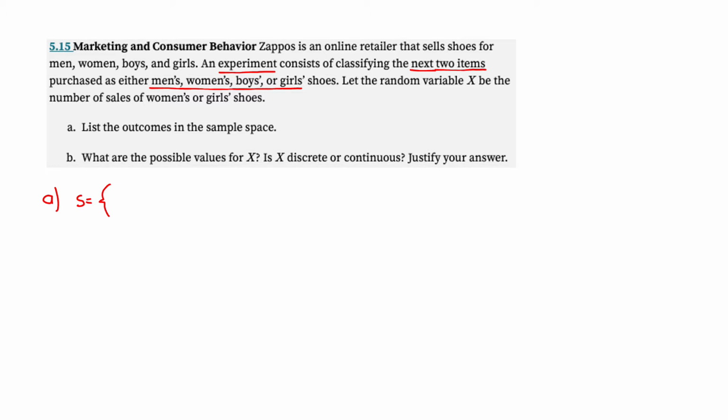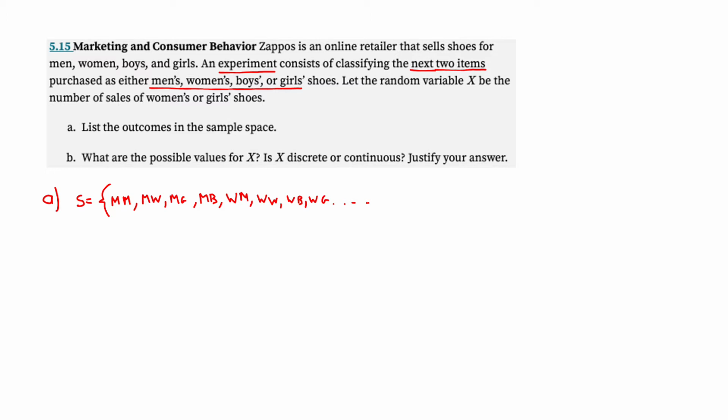And an experiment has two items, and they can be either men's, women's, boys', or girls' shoes. So you can do this very systematically. We could have men's and men's, men's and women's, men's and girls', men's and boys'. We could have women's and men's, women's and women's, women's and boys', women's and girls'. Okay, now this is a tedious process, obviously.